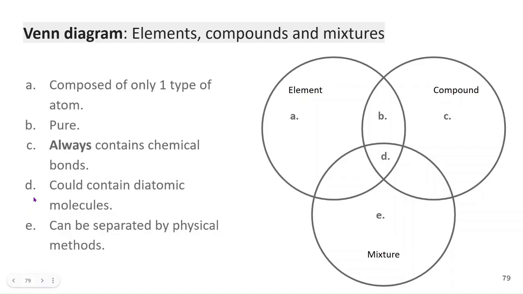D, could contain diatomic molecules. This would be any of them, right? Because elements can be diatomic, compounds can be diatomic, and mixtures could contain them. And then E would be a mixture because compounds and elements cannot be separated by physical methods, only mixtures. And physical methods is like using the physical properties to separate things. So like all those separation techniques we learned the other day.